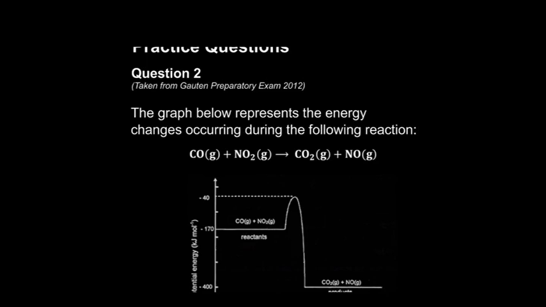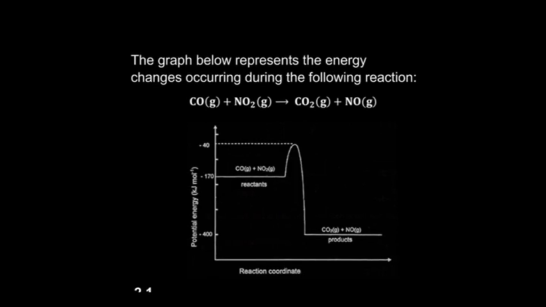Also from the 2012 paper from Krating, the graph below represents the energy changes according to the reaction carbon monoxide plus nitrogen dioxide gives me carbon dioxide and nitrogen monoxide. Before I even look at the graph, first of all, potential energy: minus 40, minus 170, minus 400. It's a little unusual in terms of a scale, but that's not a train smash.